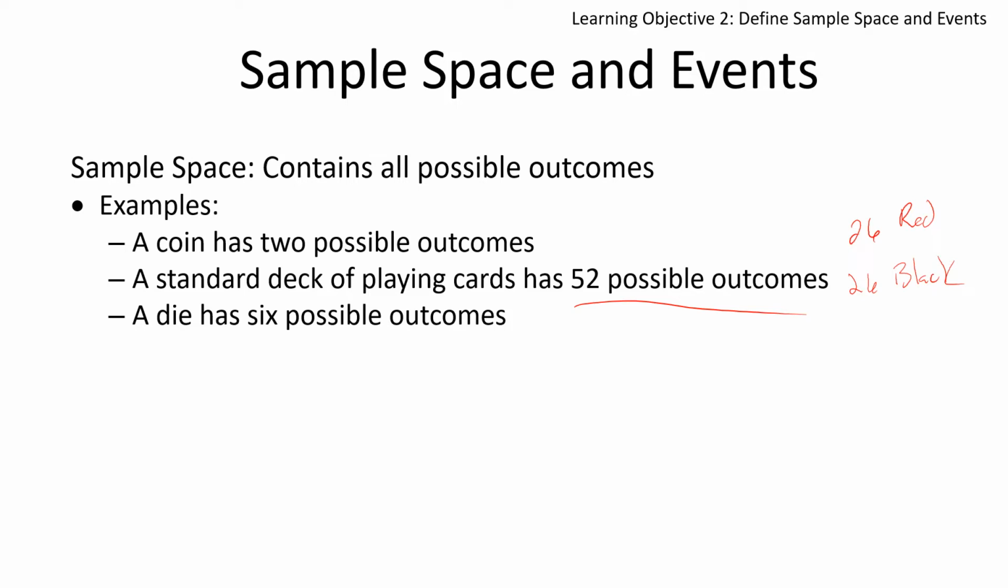Within that, I don't have room to go down, but within that 26 red, there are 13 hearts and 13 diamonds. And within the black, there's 13 spades and 13 clubs. And those 13 are ace, 2, 3, 4, 5, 6, 7, 8, 9, 10, jack, queen, king. So that is the makeup of a standard deck of playing cards.